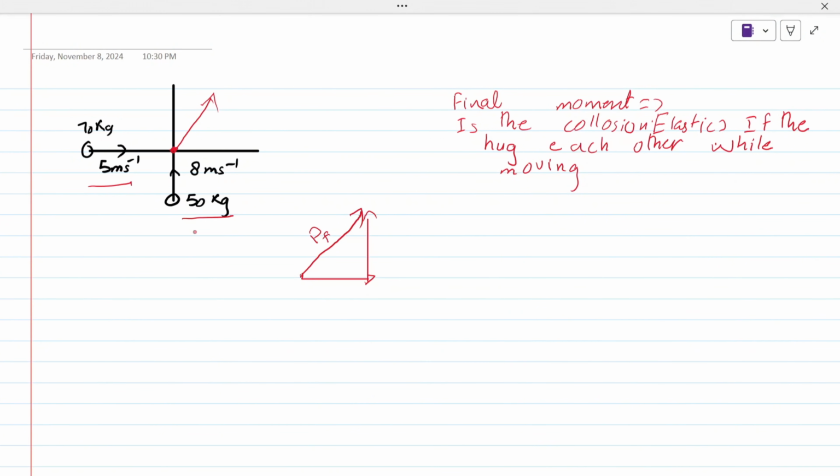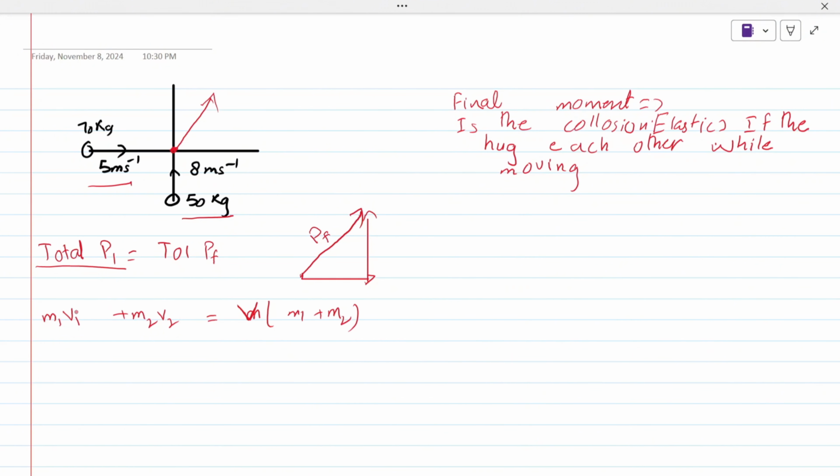According to the law of conservation of momentum, total pi would be equal to total pf. What would be the total pi? It is m1 v1 plus m2 v2, and that is equal to v, which would be common between them, times m1 plus m2.